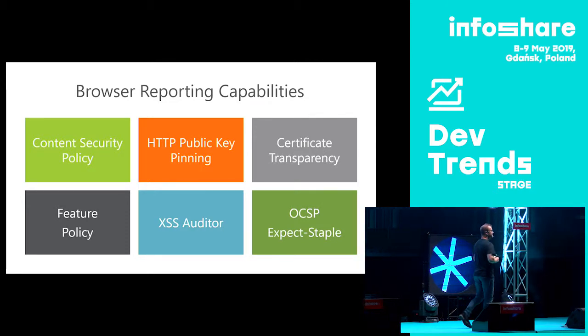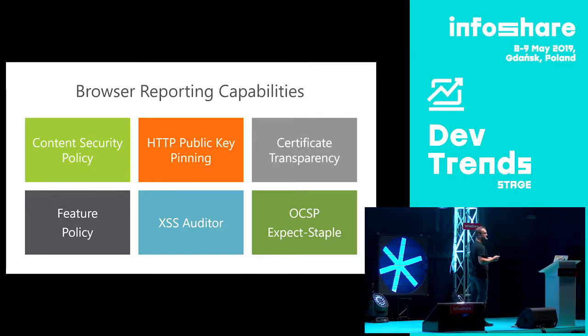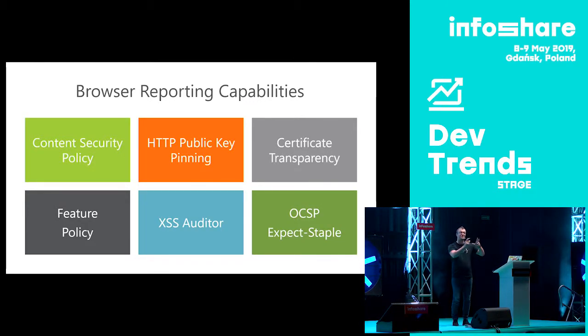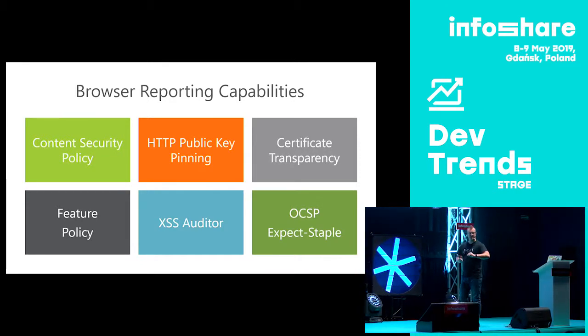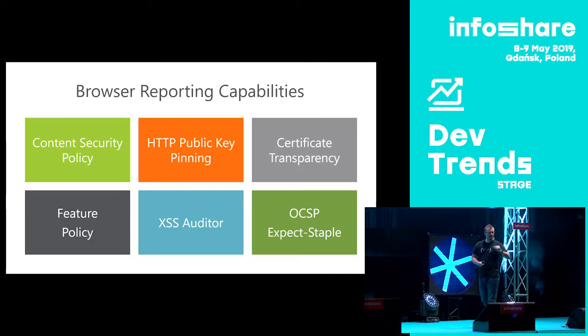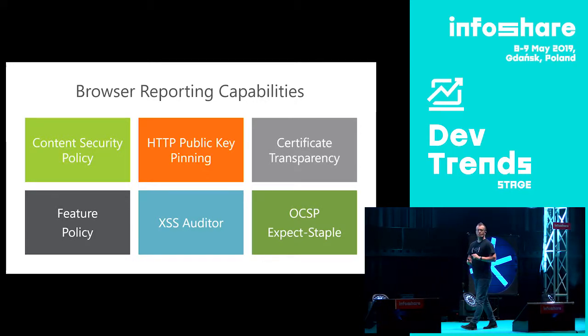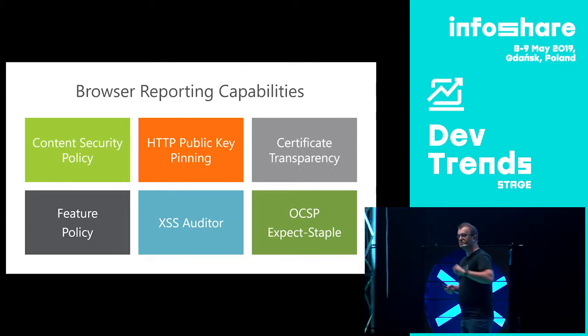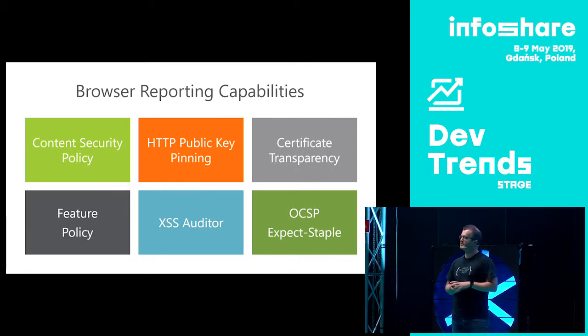Feature policy allows you to take control of all of these powerful mechanisms. And again, if you block microphone access and somebody tries to access the microphone, you can ask the browser to send you a report and say, hey, this page is trying to access the microphone, and you said that we shouldn't allow microphone access. That would be handy to know, especially if you don't expect anybody to be using the microphone.